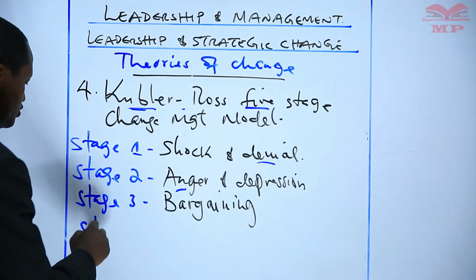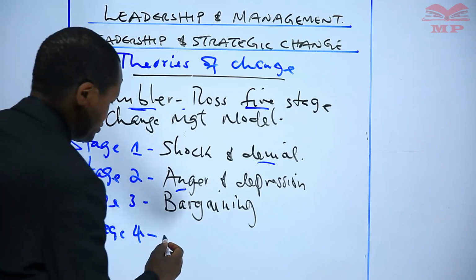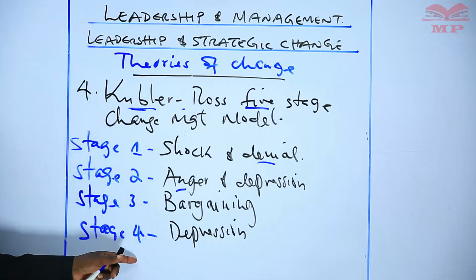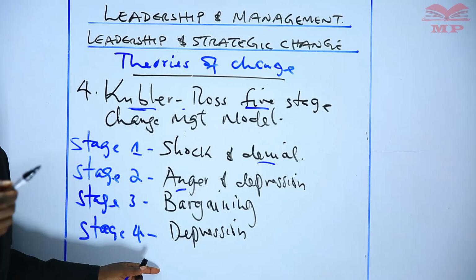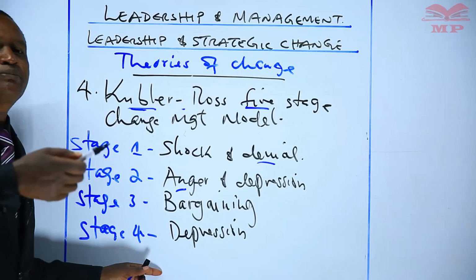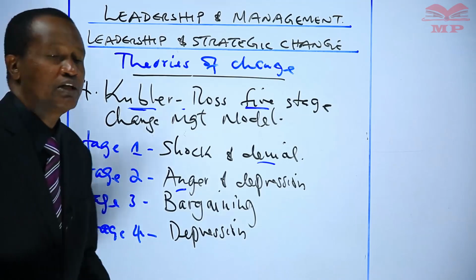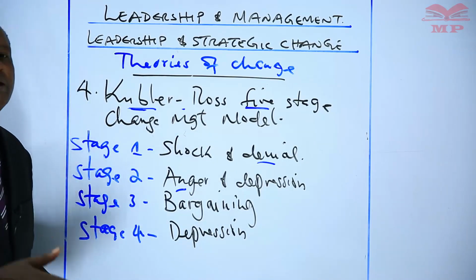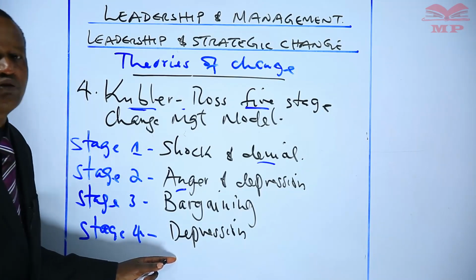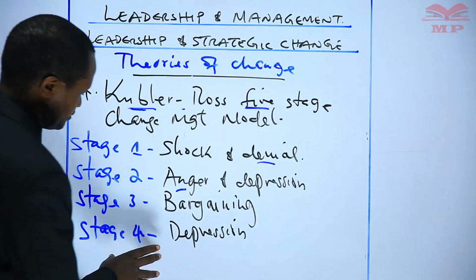Stage 4 is known as depression. Depression is stage number 4. Now, when employees realize that bargaining is not working, they may end up getting depressed and may lose faith. Some of the symptoms include low energy, non-commitment, low motivation, and a lack of any kind of excitement as well as happiness. So that is stage number 4.